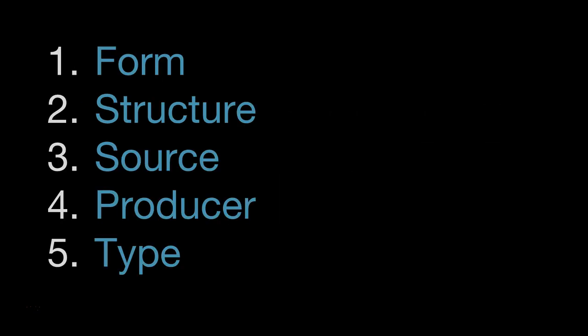So let's talk about what data is in more detail so we understand it. We can think of it across 5 attributes: its form, structure, source, producer, and its type.